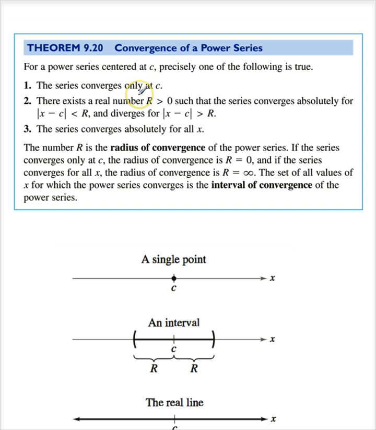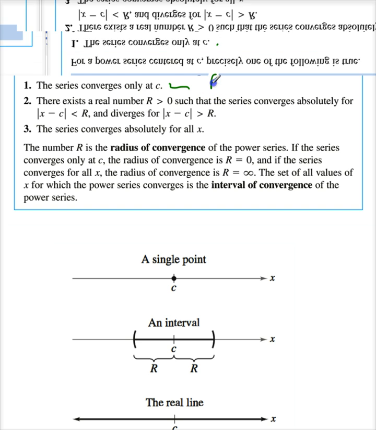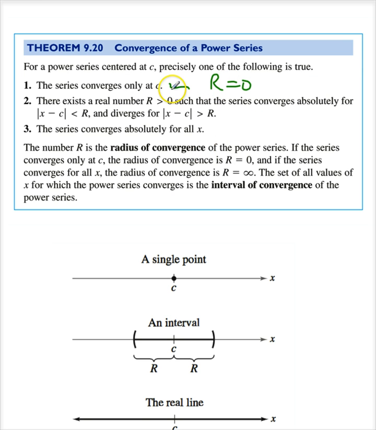And as a matter of fact, the convergence of power series tells us that exactly one of these is true. It either converges only at x equals c, in which case r is 0, where r is our radius of convergence. If r is positive, then it converges absolutely for |x minus c| less than r, and it diverges for all |x minus c| greater than r. Or it could converge absolutely over the entire real line. So r is our radius of convergence. If it converges only at c, then, as I just said, r is 0. If it converges for all x, then the radius of convergence is infinite.